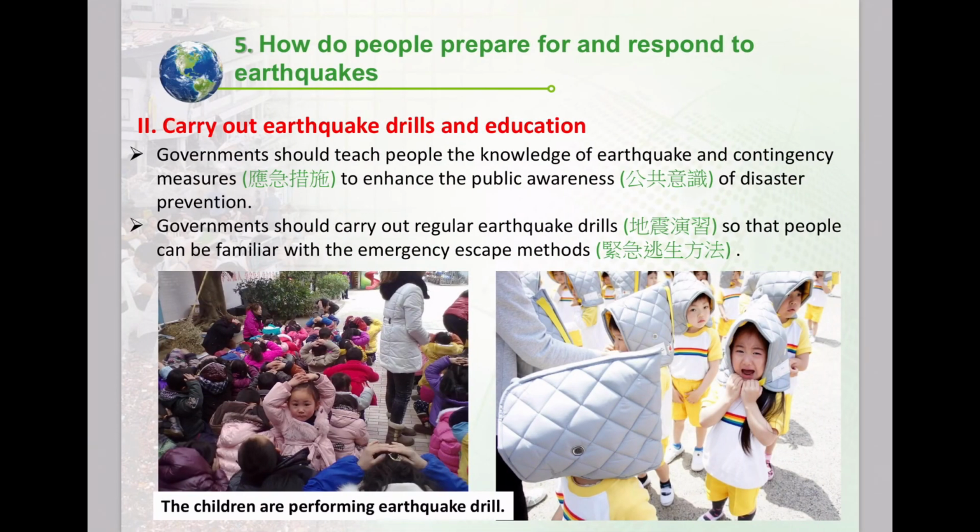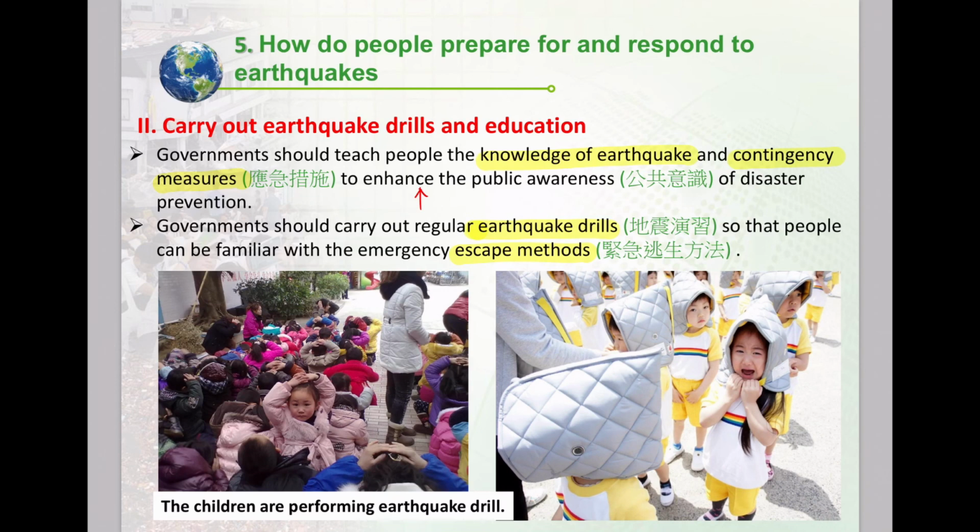Number 2, carry out earthquake drills and education. Government should teach people the knowledge of earthquake and the contingency measures to enhance the public awareness. Enhance, that means 提升. Enhance the public awareness of disaster prevention. Secondly, government should carry out regular earthquake drills, 地震演習, so that people can be familiar with the emergency escape methods. So similar to what we have at school, we have fire drills for 火警演習.